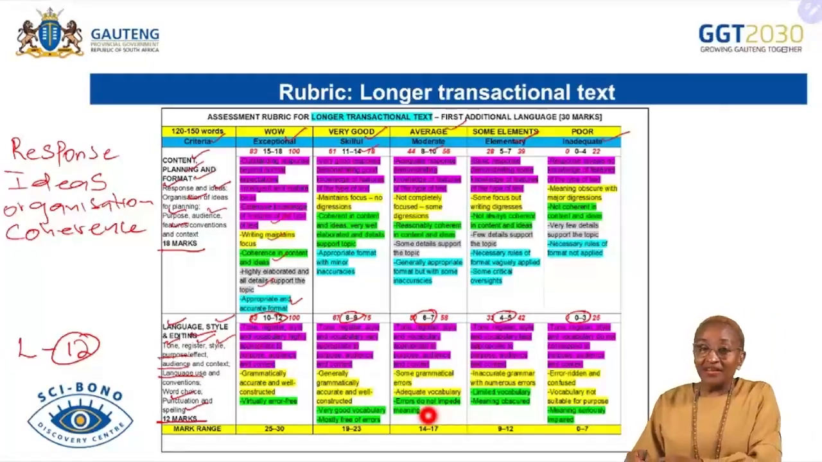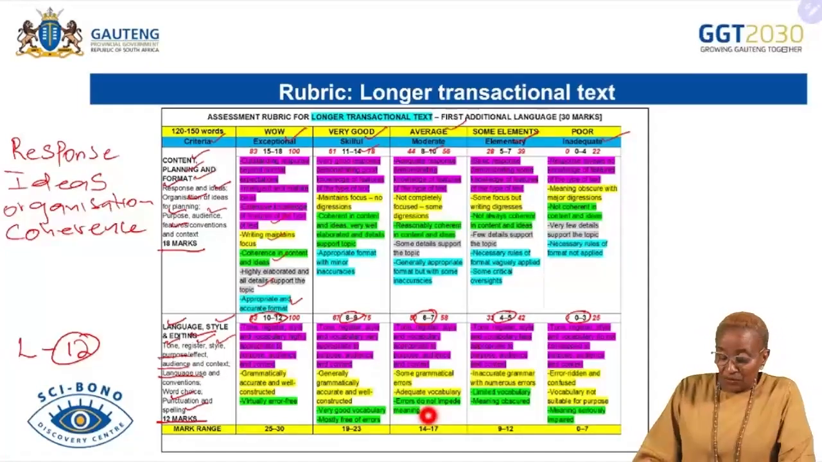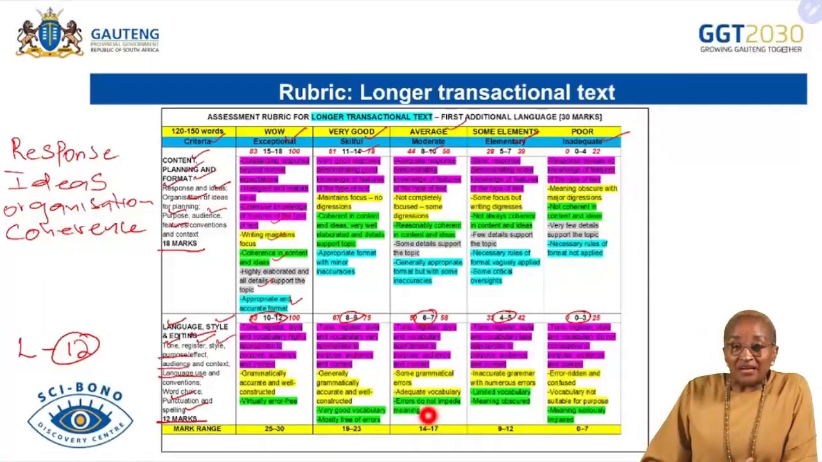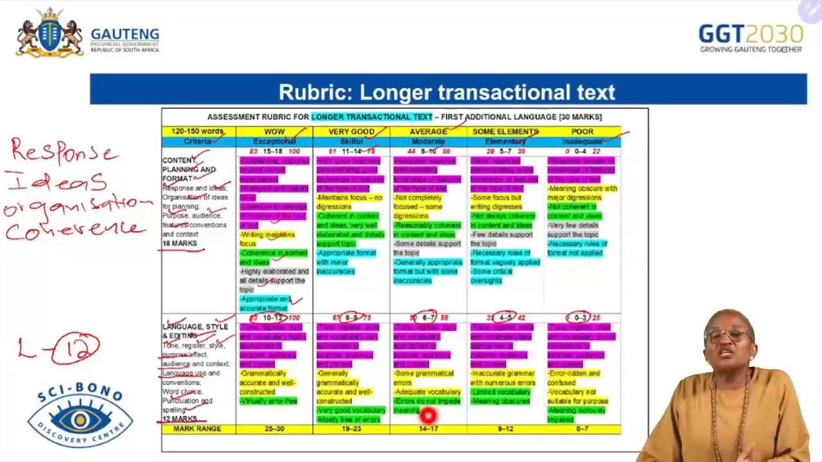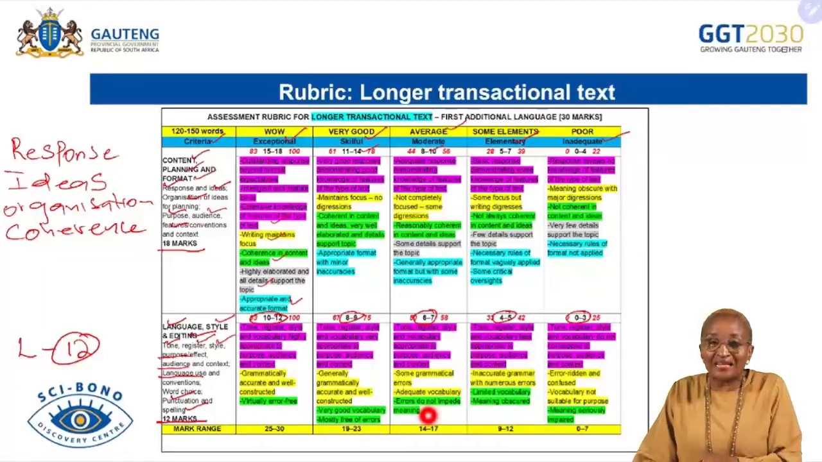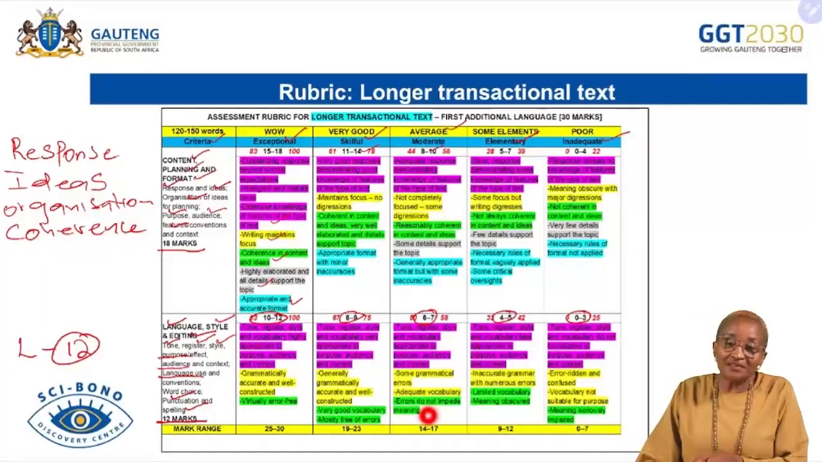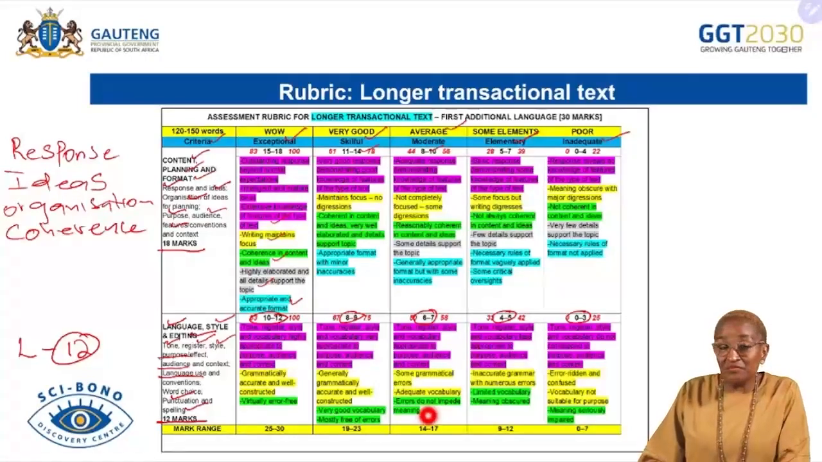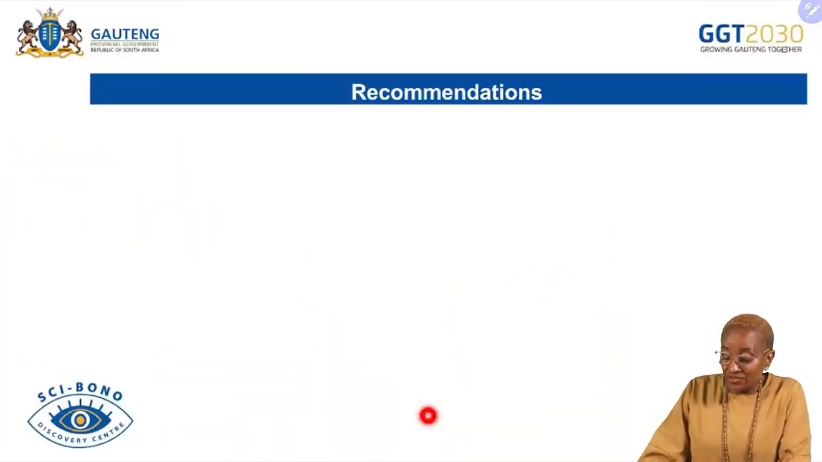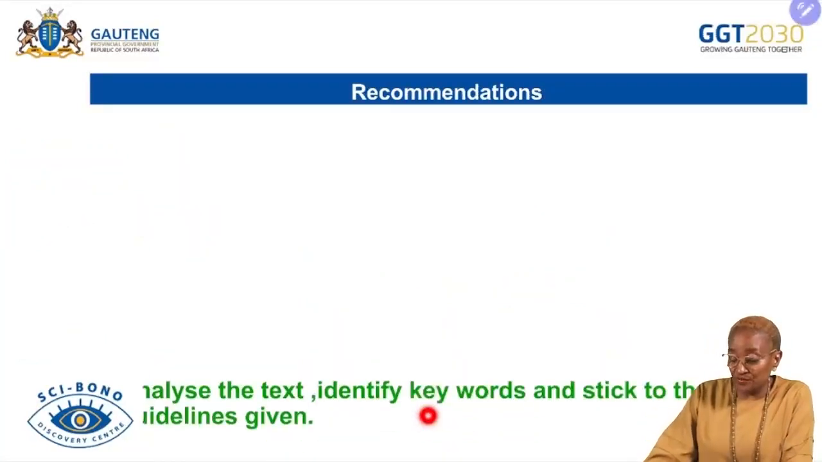Right. Let's now move to the recommendations. What is it that you need to do so as to attain the highest mark as per this rubric? Remember, you can get 30 out of 30. It is attainable. You just need to address what is needed. Right, let's have a look at the recommendations.